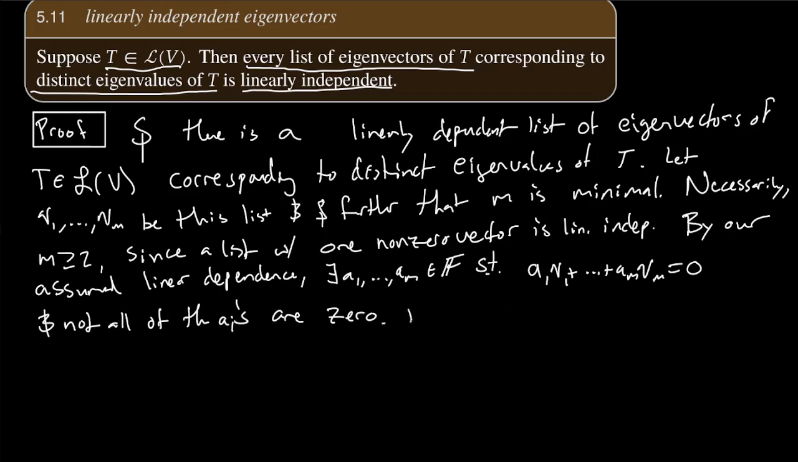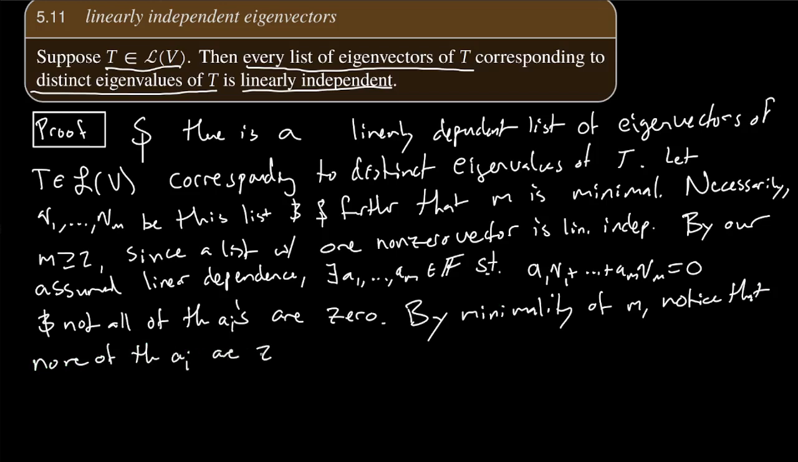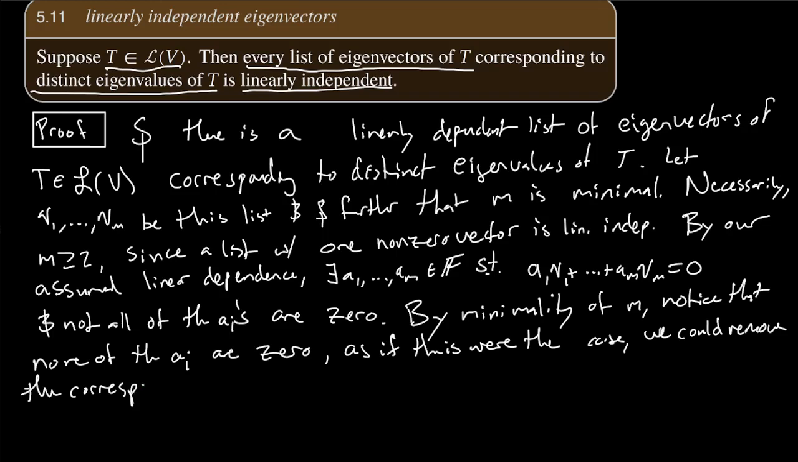All right, now, by minimality of m, notice that none of the ai are 0, as if this were the case, we could remove the corresponding vi from our list. That is, if any one of these coefficients is 0, it's doing nothing for showing things are linearly dependent. We could just get rid of it and we'd have a shorter list that's still linearly dependent. All right, nothing crazy going on. Okay.